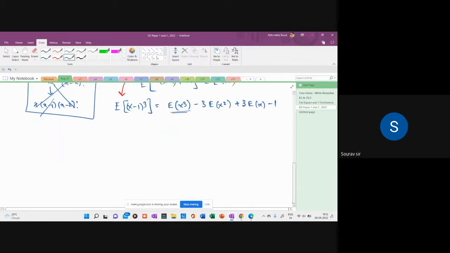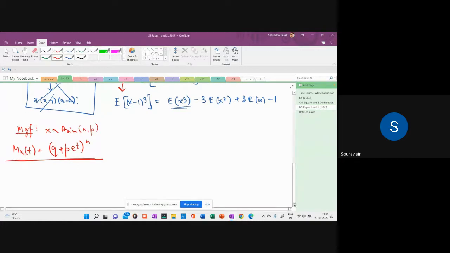So what we can go for is the MGF technique. For the MGF, M_X(t) is (q plus p e to the power t) whole to the power n. This is the MGF of a binomial when X follows a binomial (n, p) distribution.